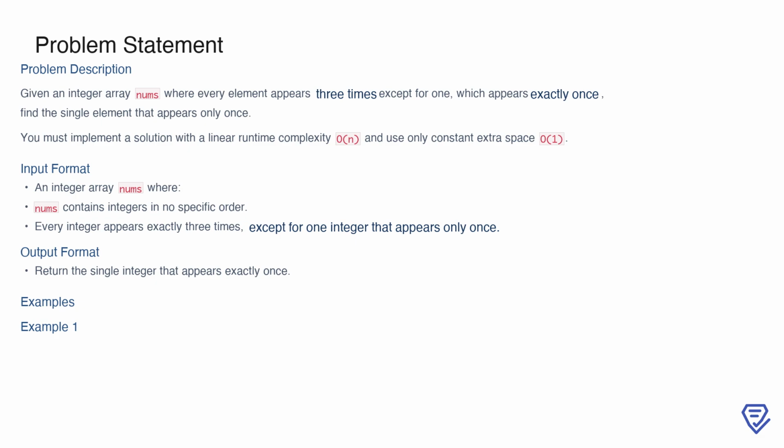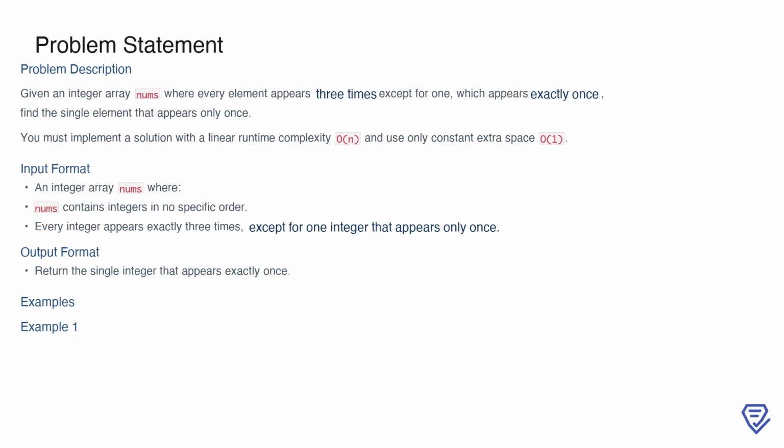Importantly, we need to achieve this with a solution that has a linear time complexity, denoted as O(n), meaning we can only loop through the array once. Additionally, we are constrained to use constant extra space, which means the memory usage of our solution should not depend on the size of the input array.